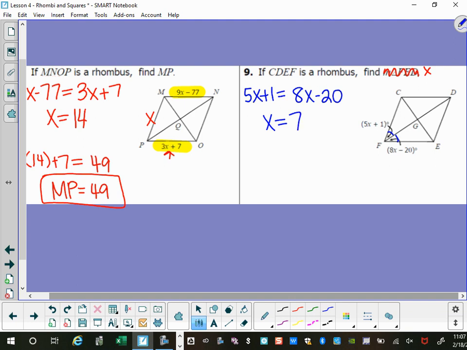It's a rhombus. We know that our corner angle, or all of our angles in each corner, are going to be equal to each other. And we know that because it's one of our properties. I don't expect you to memorize them. What I do expect you to go back and look at is the properties of each figure.